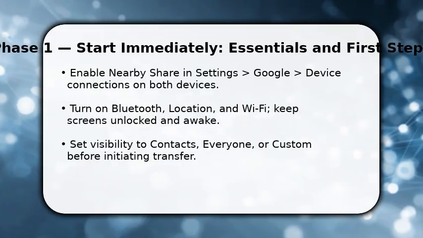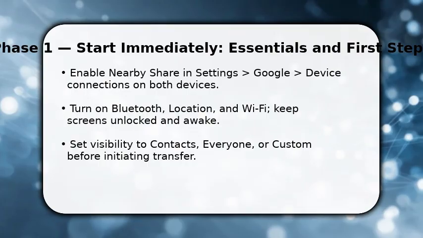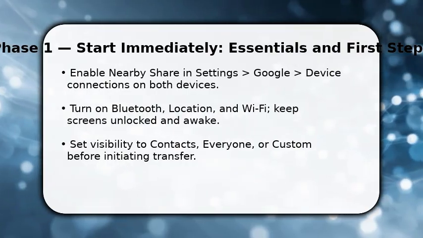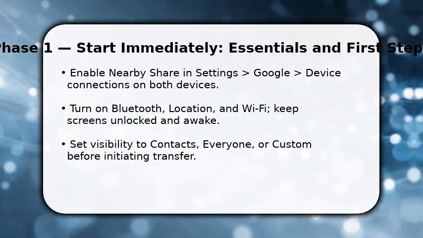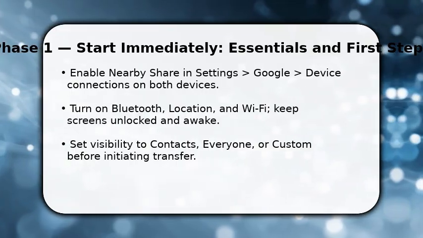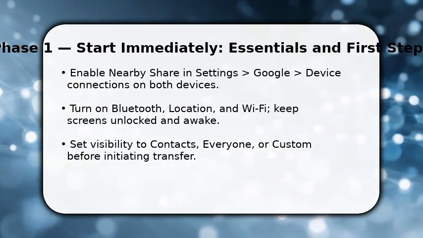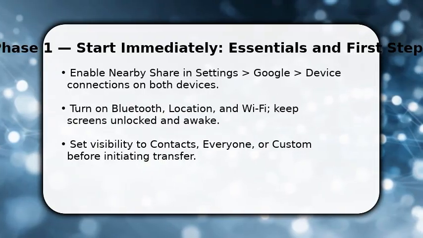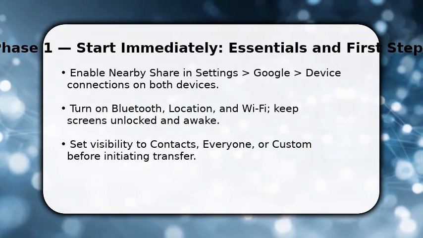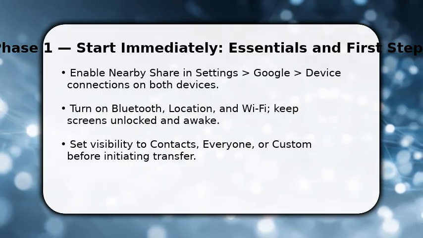You begin by making sure both devices are ready. Open Settings and enable Nearby Share right now. Turn on Bluetooth, Wi-Fi, and location. These let devices discover each other and transfer data quickly. Make sure screens stay unlocked and the phone won't sleep, otherwise discovery stops.